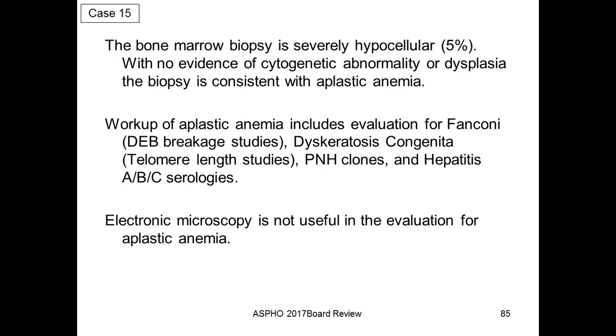This bone marrow is severely hypocellular. I would estimate it at about 5%, and it has no evidence of a cytogenetic abnormality or dysplasia. So the biopsy is overall consistent with aplastic anemia. But the workup for aplastic anemia includes evaluation for Fanconi's anemia, DKC, evaluation for PNH clones, and hepatitis A, B, and C serologies. Electron microscopy is not useful for evaluation of aplastic anemia. Typically, you can use electron microscopy, it should say electron rather than electronic, for evaluation of congenital dyserythropoietic anemia.